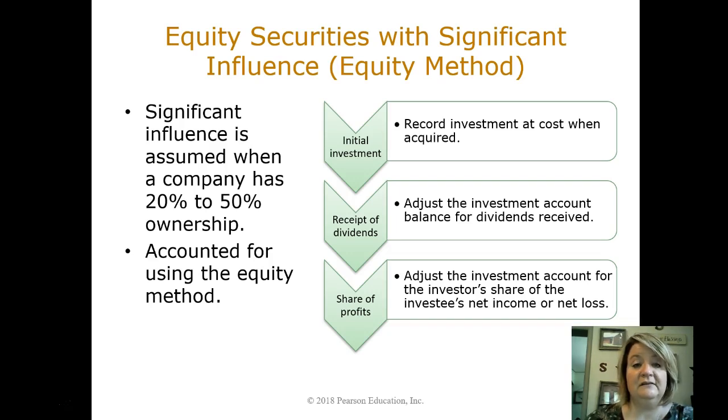Equity securities with significant influence, the equity method. And this is just a table showing significant influence is assumed when a company has 20 to 50% ownership, and it's accounted for using the equity method. With the initial investment, you record the investment at cost. When you receive the dividends, there's an adjustment to the investment account for the balance of the dividends received. With the share of profits, you adjust the investment account for the investor's share of the investee's net income or net loss.